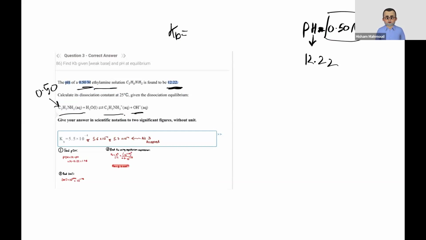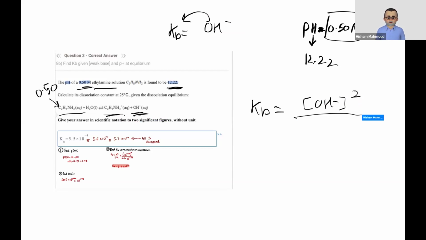No, I don't know them. But I know the Kb. Or do you have the Kb? No, they need the Kb. So I have been given the pH, and I need to find the Kb from it. As we said, this one is equal to this one. So we can say that the Kb is equal to the products, which is the OH minus squared divided by the initial one, which is the 0.50.